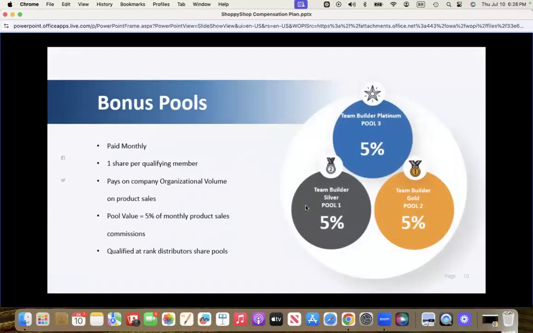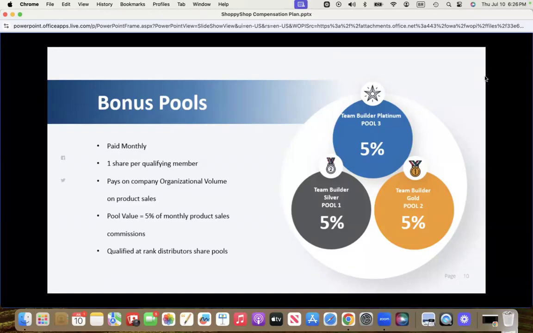So let's say that in month one, we have 10 people qualify for the silver bonus pool. What ends up happening is that each person that qualifies gets one share. And the company takes 5% of the entire organizational volume of the company and divides that by, in this case, 10 shares because 10 people qualified. So I hope that's simple enough.